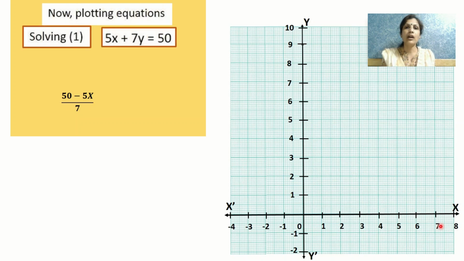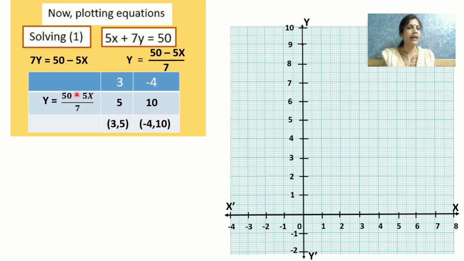I said we'll try keeping y towards the left side and shift all the terms towards the right. So our equation will be 7y is equal to 50 minus 5x, and therefore y is equal to 50 minus 5x upon 7. Let's try drawing the table and find the coordinates. So we have x coordinate and y coordinate.